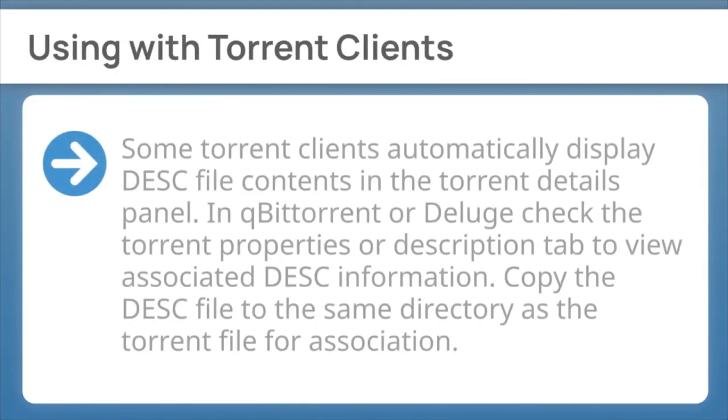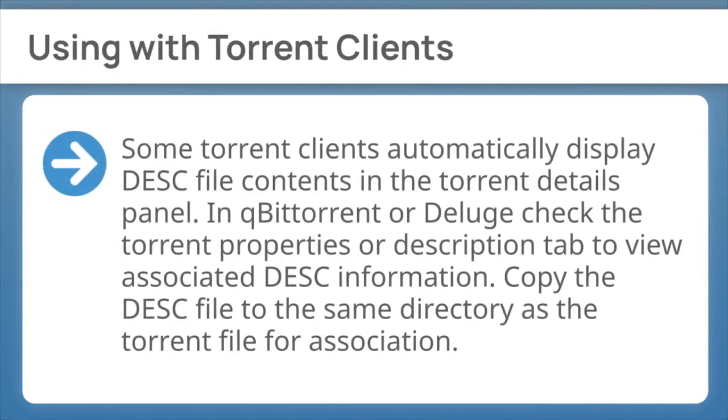Next, using it with torrent clients. Some torrent clients automatically display DESC file contents in the torrent details panel. In BitTorrent or Deluge, check the torrent properties or description tab to view associated DESC information. Copy the DESC file to the same directory as the torrent file for association.